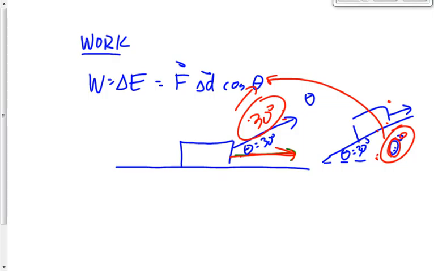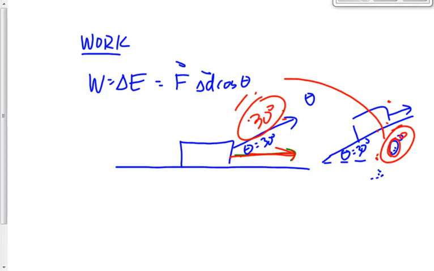What's cos 0 again? Cos 0 is 1. So if the angle is 0 degrees, then we can just take off that cos theta, and the equation becomes delta E equals F times D. So if you've got an angle that matters, like you do in the first case, then tack on the cos theta on the end of it. If you don't have an angle, or it's an angle that doesn't matter, like in the second problem here, then just drop the cos theta and solve it using F times D.